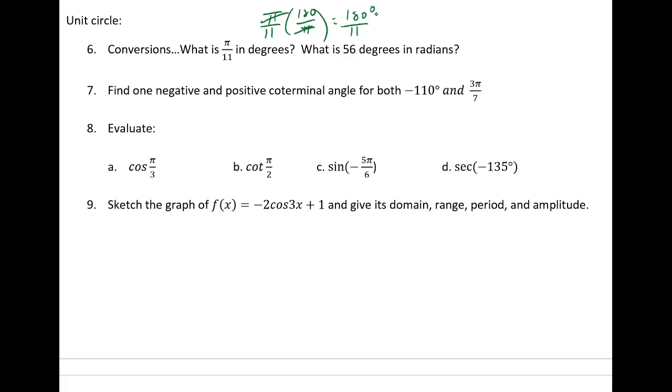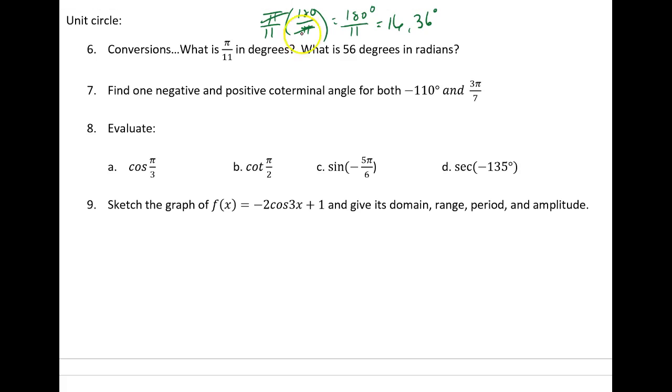Now, if it is not a fraction answer, that means that they're allowing you to have a calculator. So you could just type in 180 divided by 11 and get 16.36. So you might also have a decimal like that. There you go. All right, what is 56 degrees in radians?